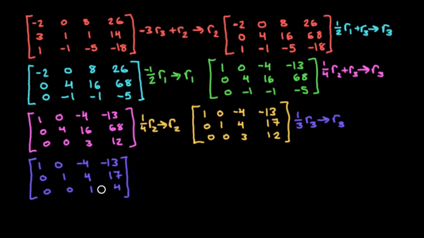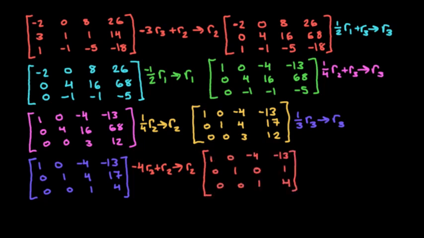So if you use the third row for a scale and sum operation, you won't have to worry about undoing the work we did here or here. -4 times row 3 plus row 2 is going to give us our new row 2. We're so close to the end.